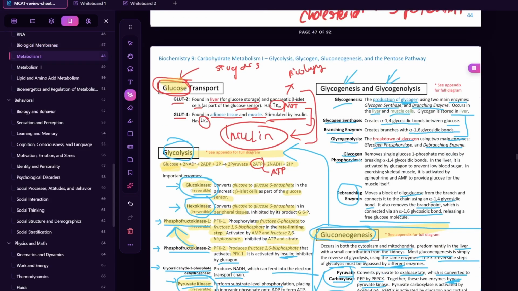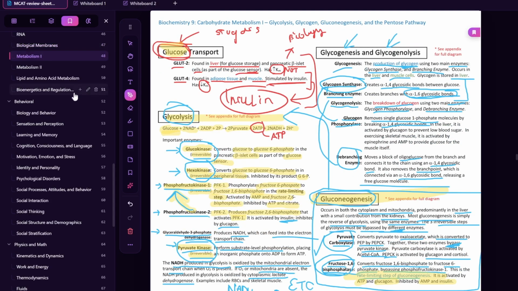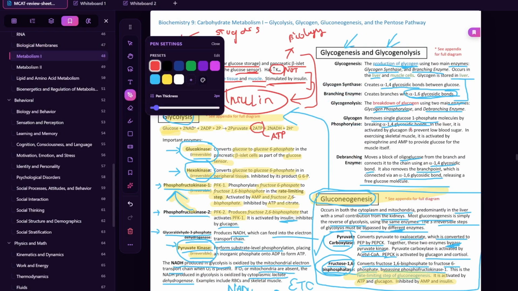Now the glycogen phosphorylase is different. It removes the glucose 1-phosphate molecules by breaking alpha-1,4 glycosidic bonds. So this one is breaking the bonds that were synthesized here, and debranching is breaking the bonds that were synthesized here. So they're opposing each other. They're different. So if I were to draw a line between the two, this is the line. But glycogenesis involves these two, and glycogenolysis involves these two enzymes.